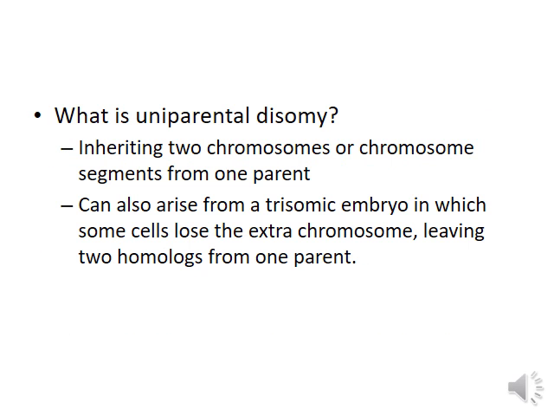What is uniparental disomy? It's inheriting 2 chromosomes or chromosome segments from one parent. It can also arise from a trisomic embryo in which some cells lose the extra chromosome, leaving 2 homologs from one parent.